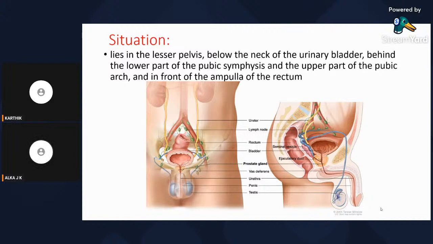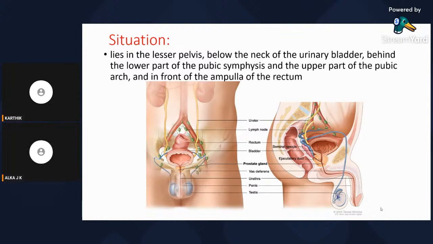Situation, see carefully: it lies in the lesser pelvis. See, this whole situation has points one by one. In that way, you have to remember it is situated in the lesser pelvis, number one. Second, below the neck of urinary bladder. Third, behind the lower part of pubic symphysis. Fourth, upper part of pubic arch. And last one, in front of ampulla of rectum. So these are the locations or sites.